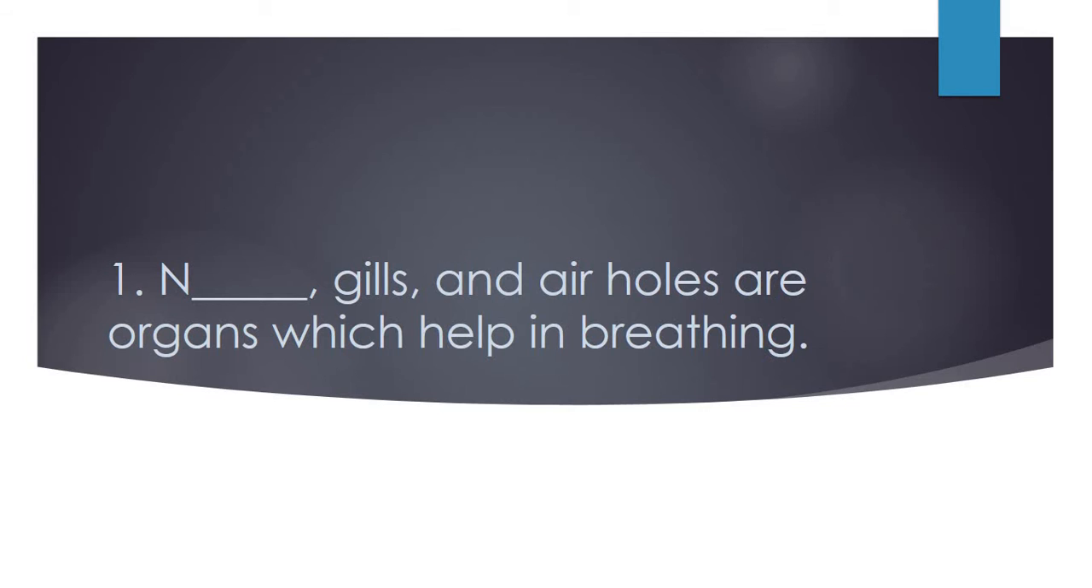Gills and air holes are organs which help in breathing. Now gills and air holes are given. You have to fill in the blanks with the words starting with alphabet N. So which organ is missing which starts with N?